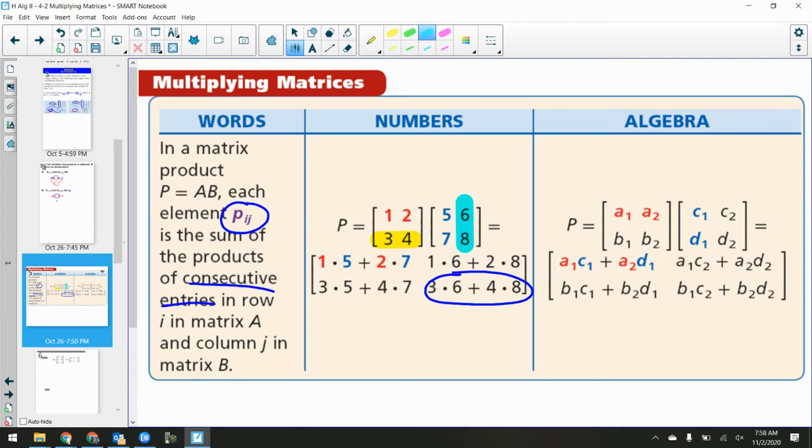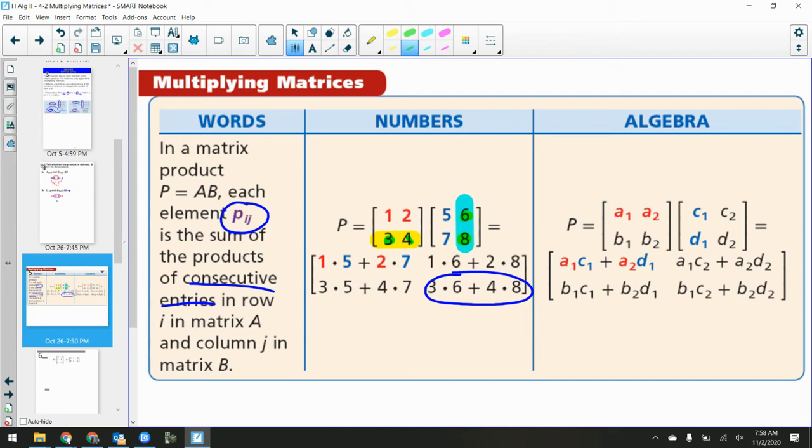Row 2, column 2. That's the location right here, right? So that means I would take row 2 out of the first and column 2 out of the second. Then I would multiply consecutive entries together. 3 times 6, so I'm getting 18, plus 4 times 8. What's 4 times 8? 32. So 18 plus 32, 50 in the end.